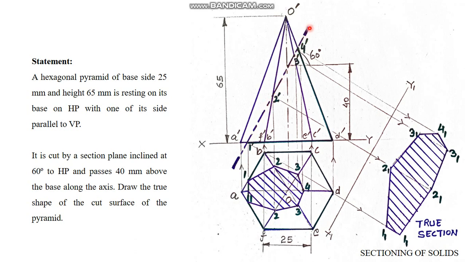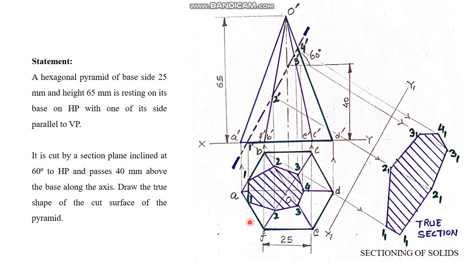Mark the key points 1 dash, 2 dash, 3 dash, 4 dash on this cutting plane, and then take the projection from these key points towards the top view. When you are taking the projection from 1 dash, mark 1 on the base edges. AB is the base edge, AF is the base edge. Because this 1 dash is on the base edge in the front view, this point should be shown in the top view on these two base edges.